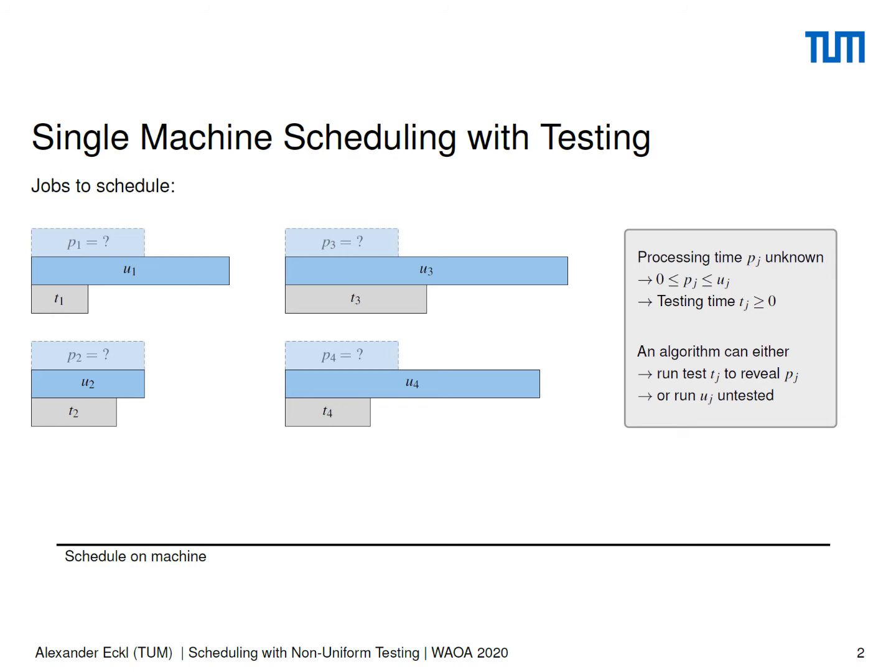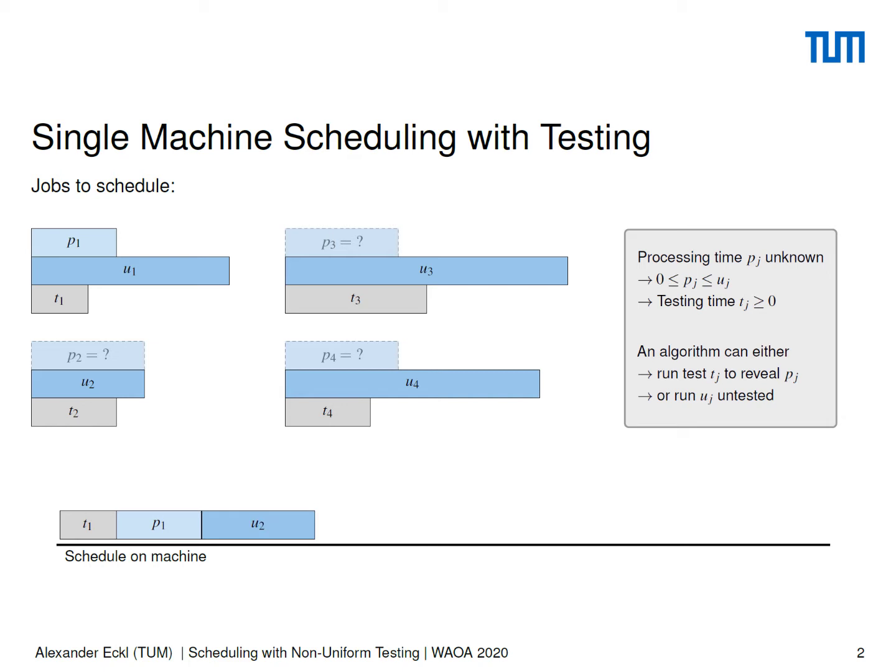Let us consider this 4-job example that we have here. The first job has a rather short testing time t1 when compared to its upper bound u1. So we might want to test it. Running its test reveals the processing time p1, which you can then schedule. The second job has a rather large testing time when compared to its upper bound. So we might want to decide not to test it. We can schedule the upper bound u2 on the machine.